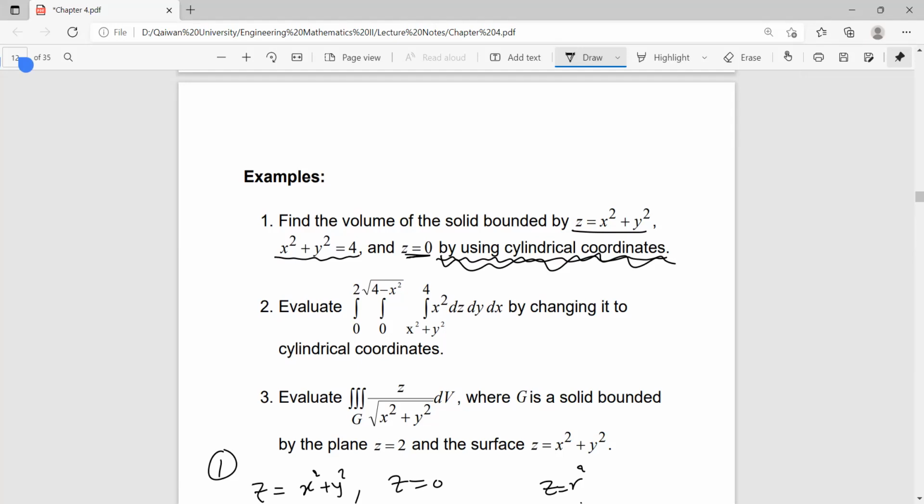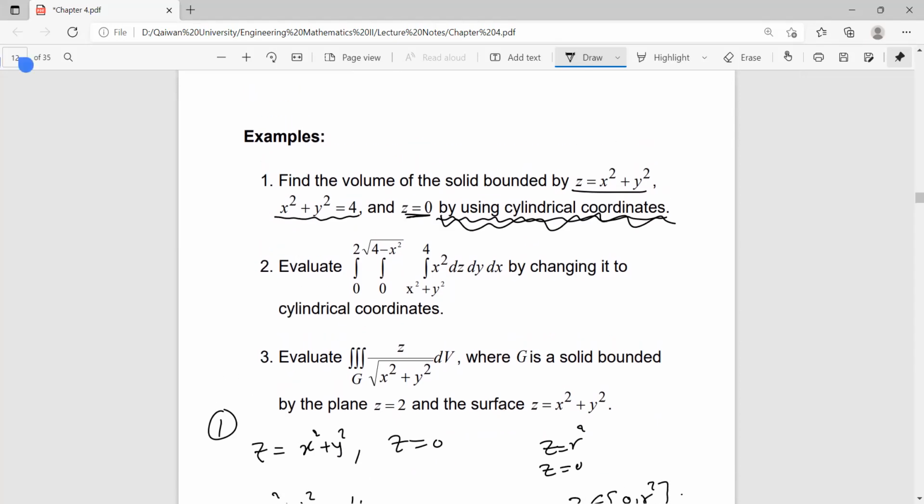That's all about this example. We have 2 more examples. It's for tomorrow.